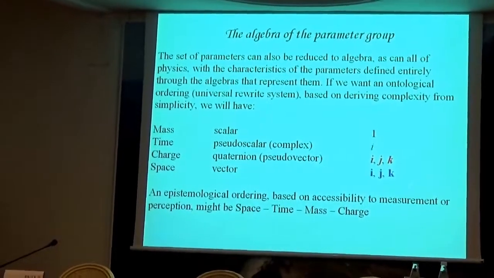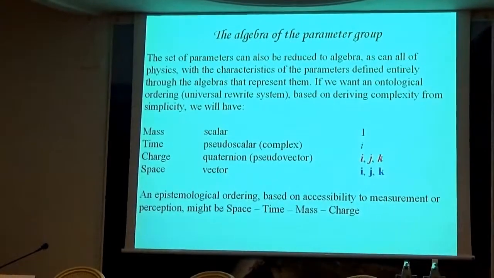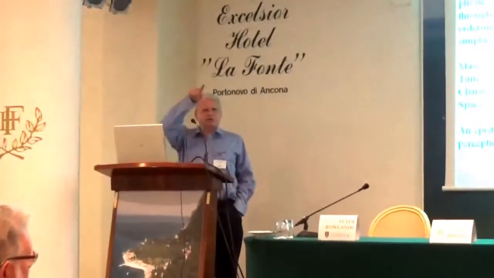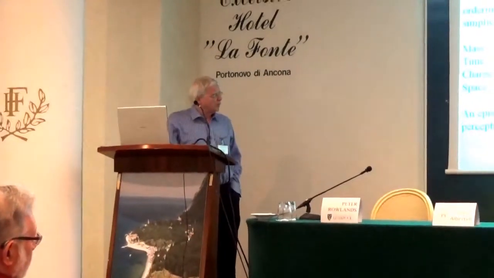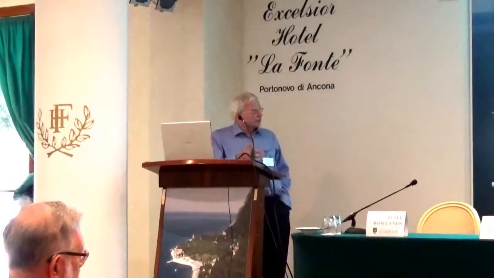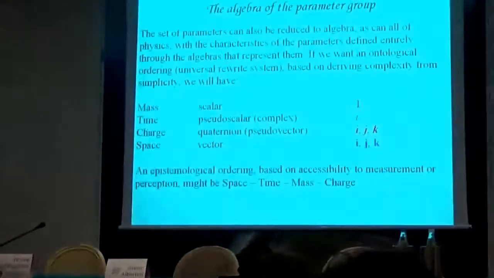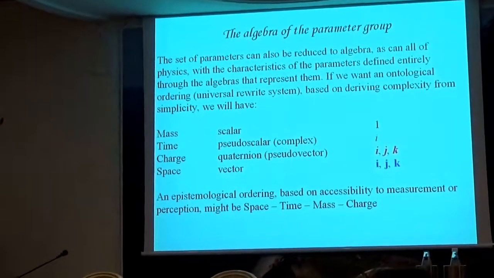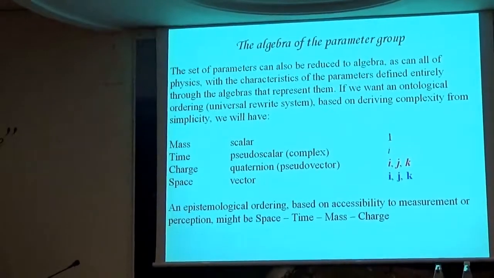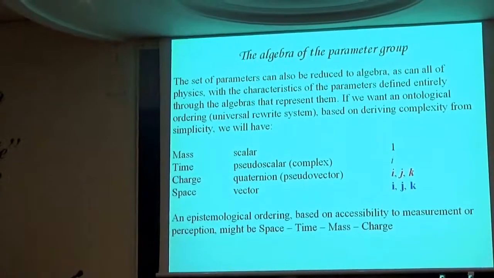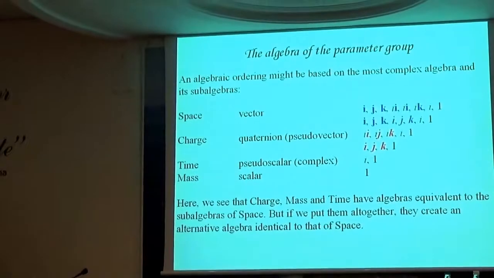So, if we want an ontological ordering, I call it a universal rewrite system, we can derive our algebra by a systematic process of extending it. We start off with scalar algebra, then pseudo-scalar complex algebra for time. That gives us the connection we usually have in relativity. And then charge, which appears to be a quaternion structure, i, j, k, imaginary three-dimensional numbers, and space a vector structure. There are lots of different ways of ordering that. I could do it on epistemology instead of ontology. I could say that we do everything through space and everything else then follows. There are lots of different ways of doing it.